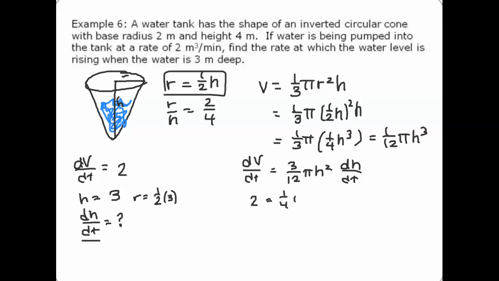dV/dt is 2, h is 3, and we're looking for dH/dt. So 3 squared is 9. So you have 9 over 4, so then you multiply that to the other side, and you would get 8 over 9 pi, and our units are meters per minute.